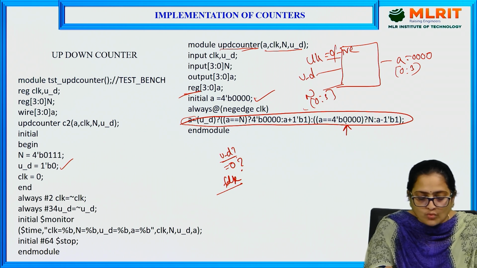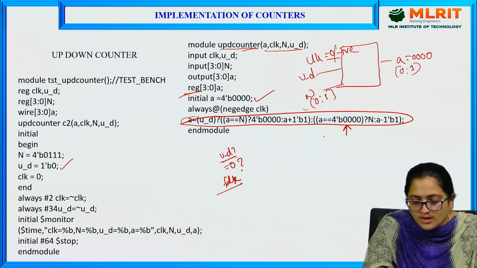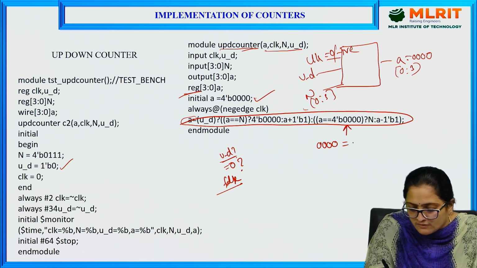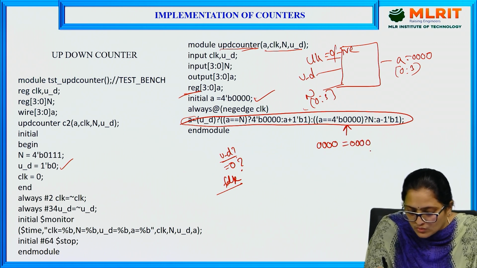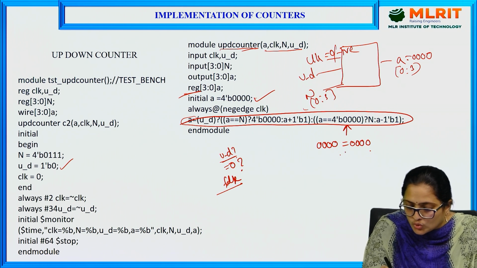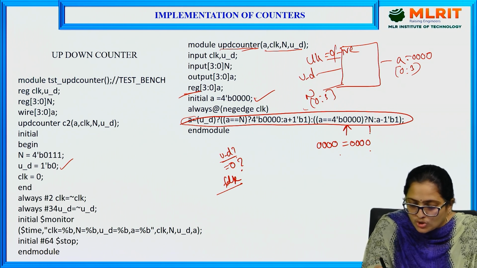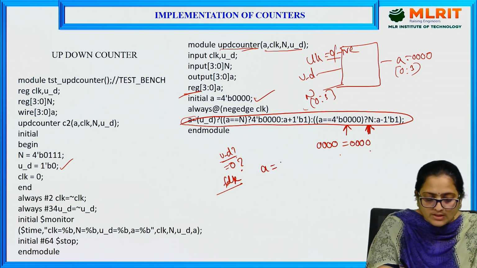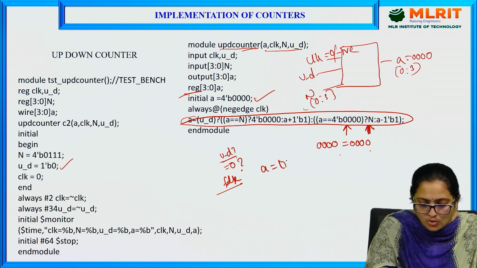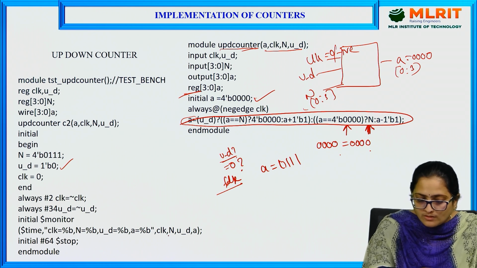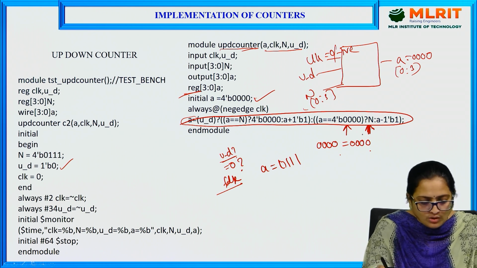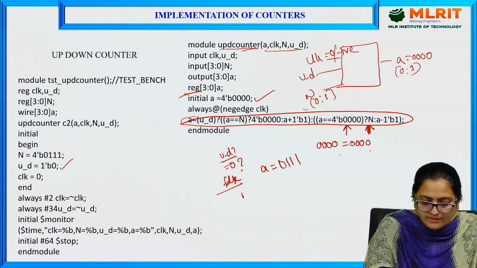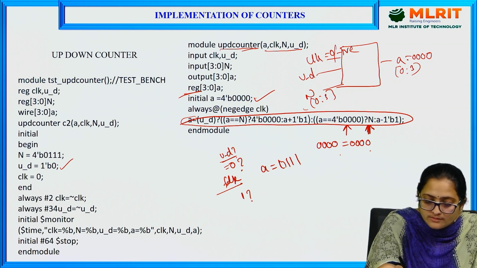A is equal to the 4-bit binary value 0000. Yes, A is 0000, which we have mentioned here, which is equal to the 4-bit binary value 0000. Yes, this is true. So the A value will be given the N value. So now A will be stored with 1011. Next.